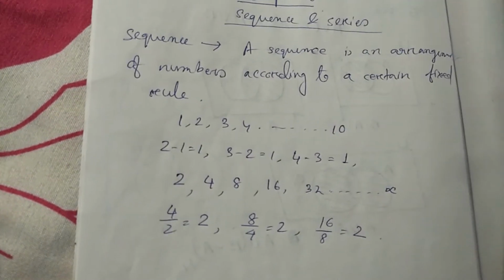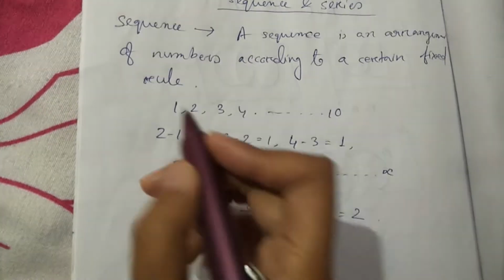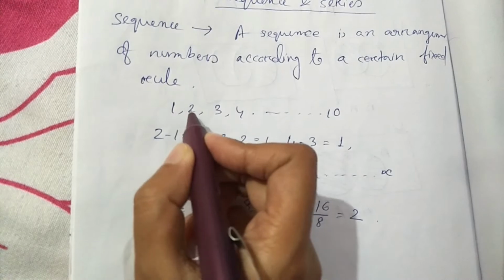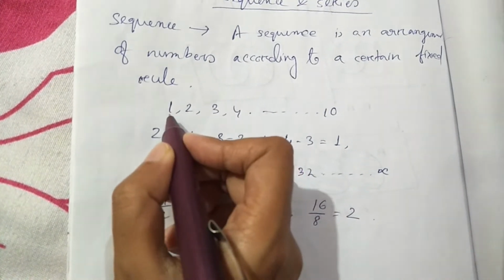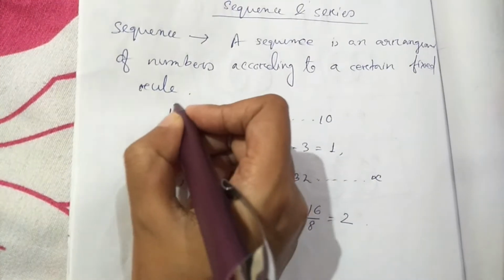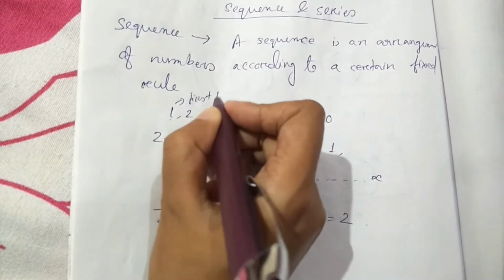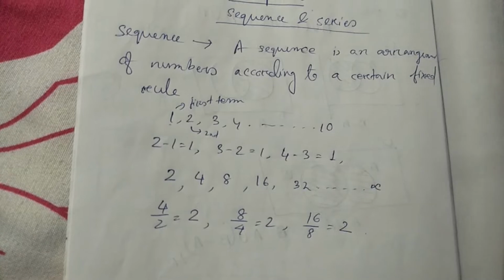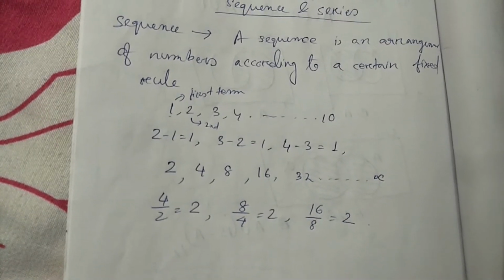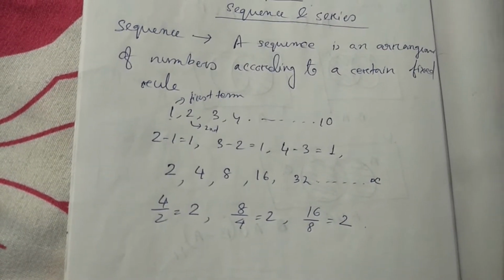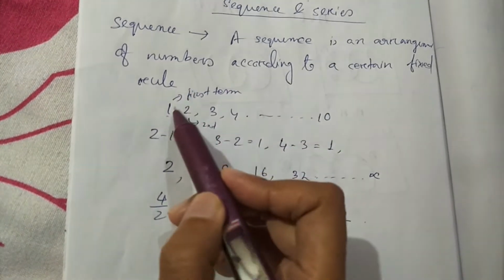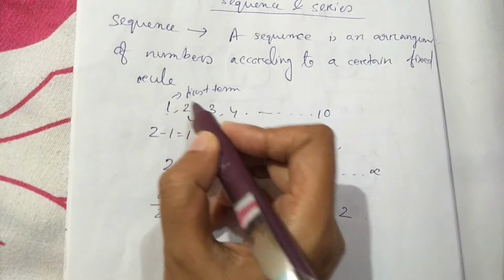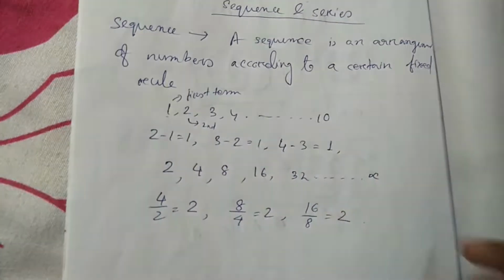Now each and every number is called a term. Suppose this one is the first term, this is the second term, like this. The different numbers in the sequence are called the terms of the sequence: first term, second term, third term, fourth term, like this.